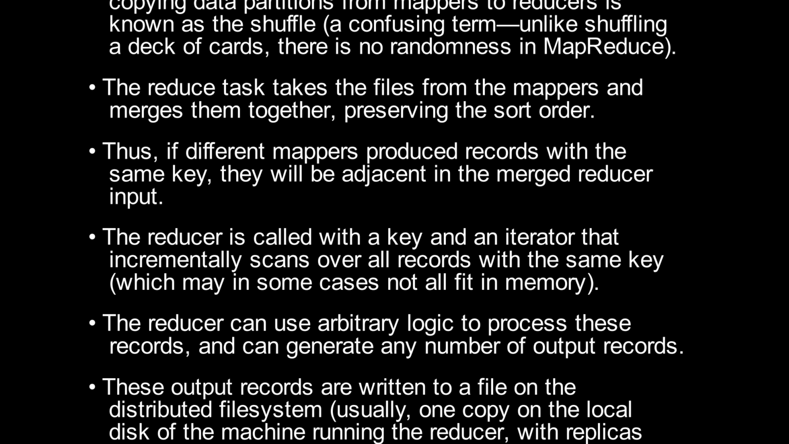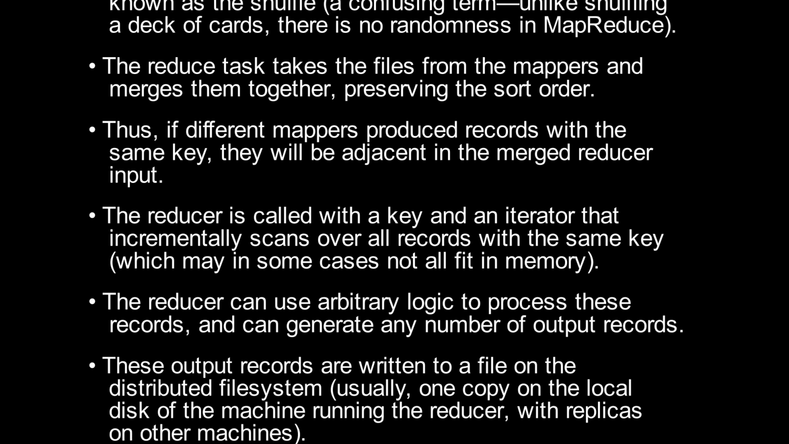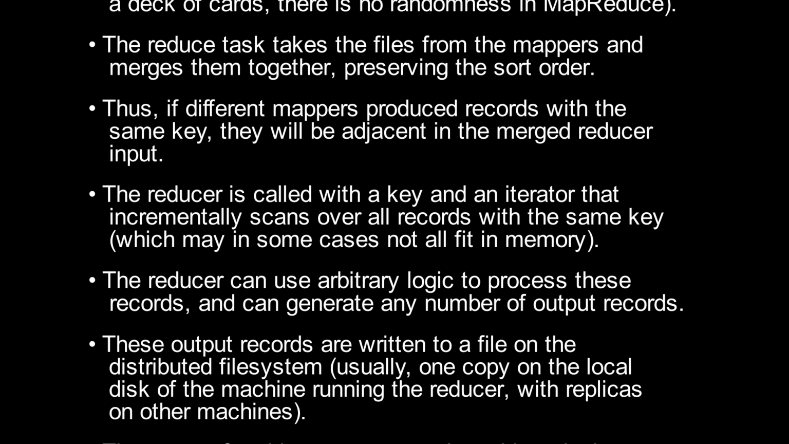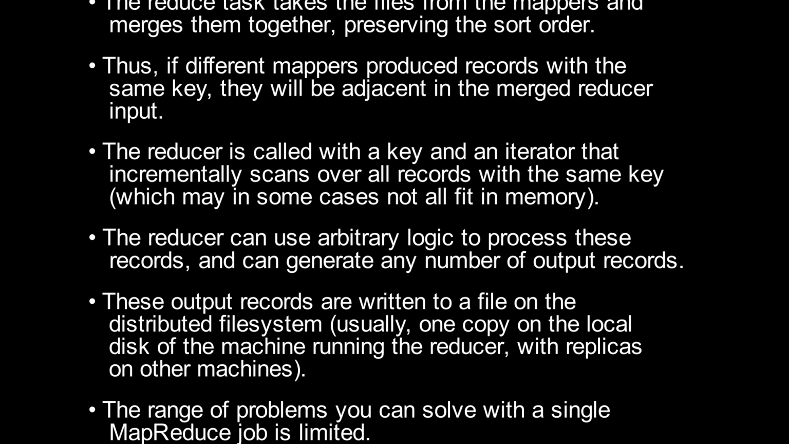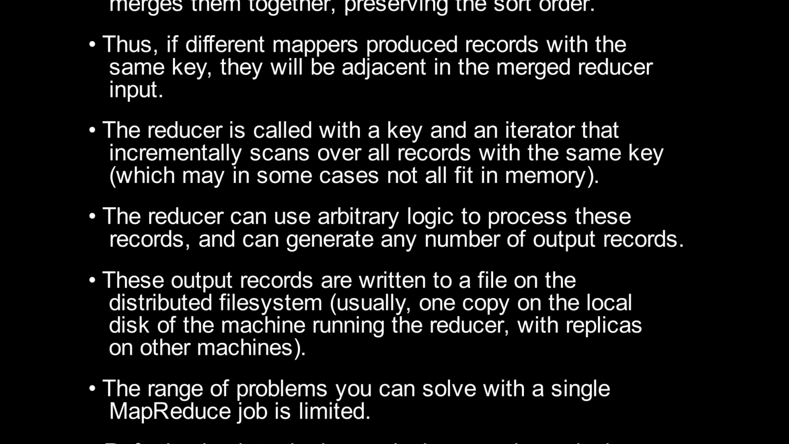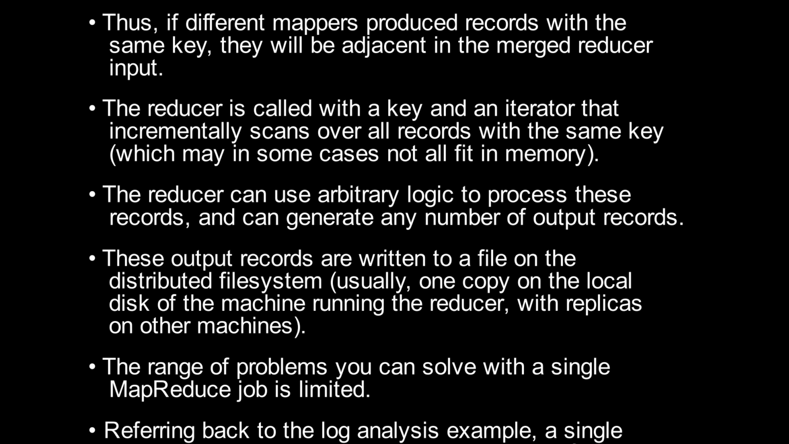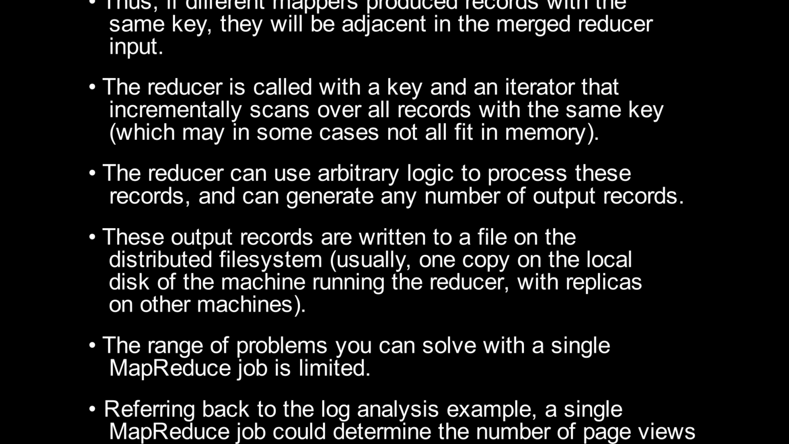The reducer can use arbitrary logic to process these records and can generate any number of output records. These output records are written to a file on the distributed file system, usually one copy on the local disk of the machine running the reducer, with replicas on other machines.